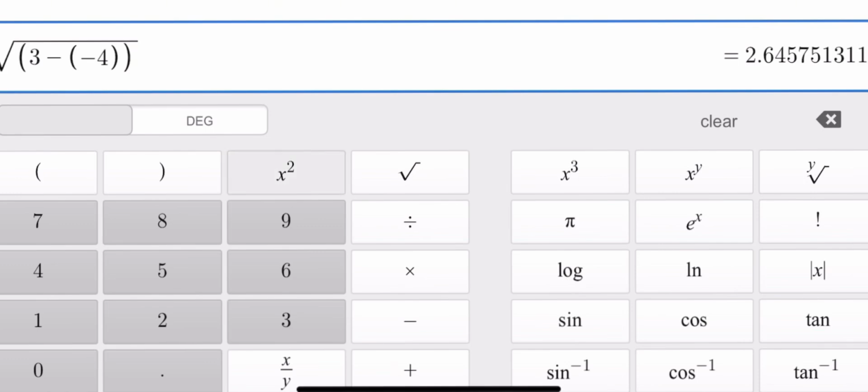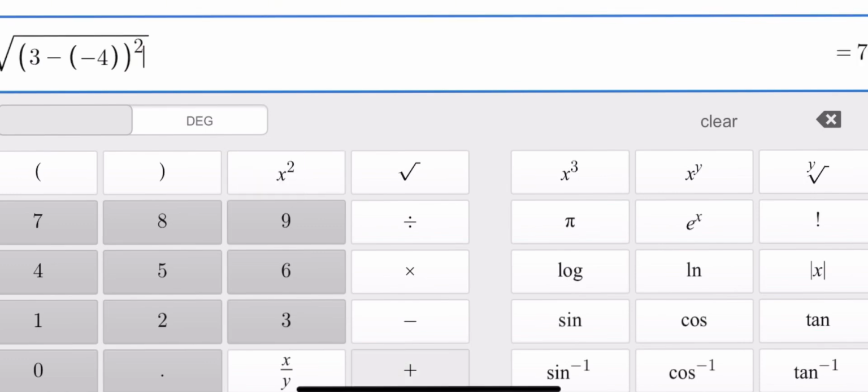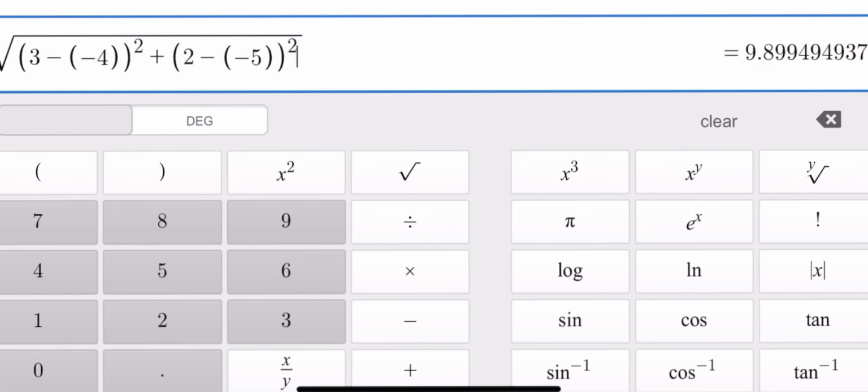And then don't forget to square it, plus start a new parentheses for our y2, and our y2 was 2, minus its own parentheses for the y1, which is negative 5. Okay, and then we end the second quantity. I like how it fills it in for you so that you don't mess it up. And then don't forget quantity squared. And so we got 9.899494.